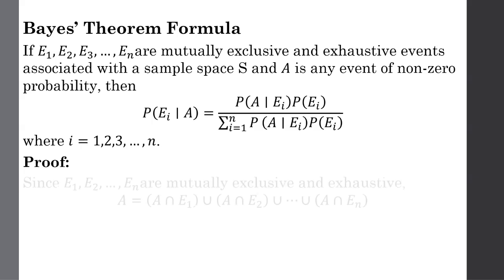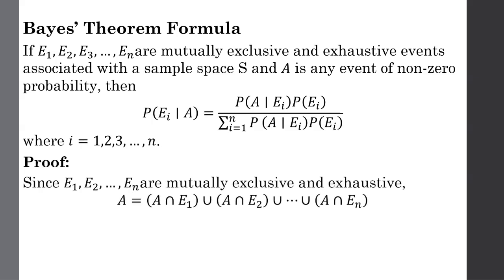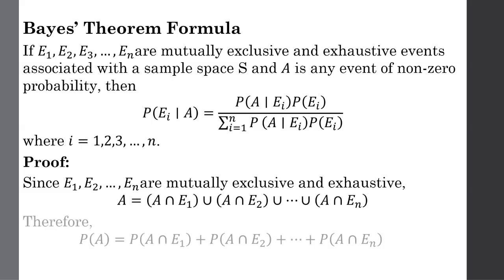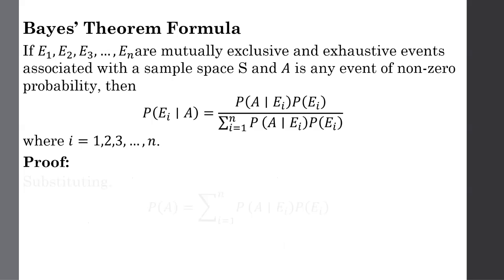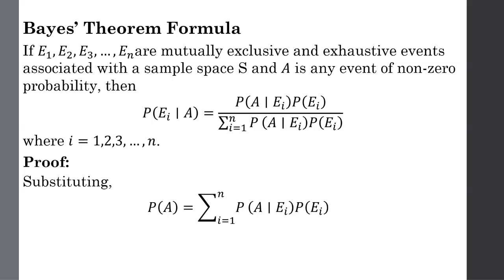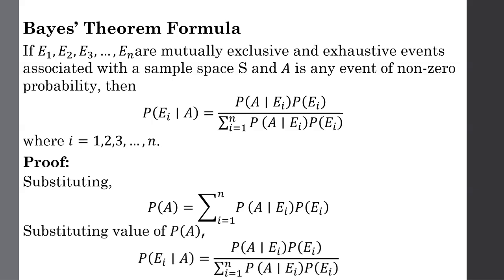Now because events E1 to En cover the entire sample space, event A can be written as the union of intersections. Since events are mutually exclusive, probabilities are added. This gives the total probability formula. Finally, substitute the total probability into the denominator. This gives Bayes theorem.